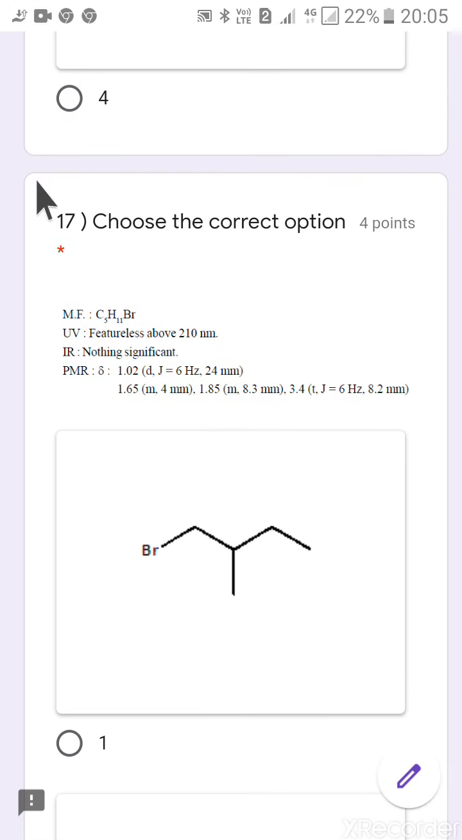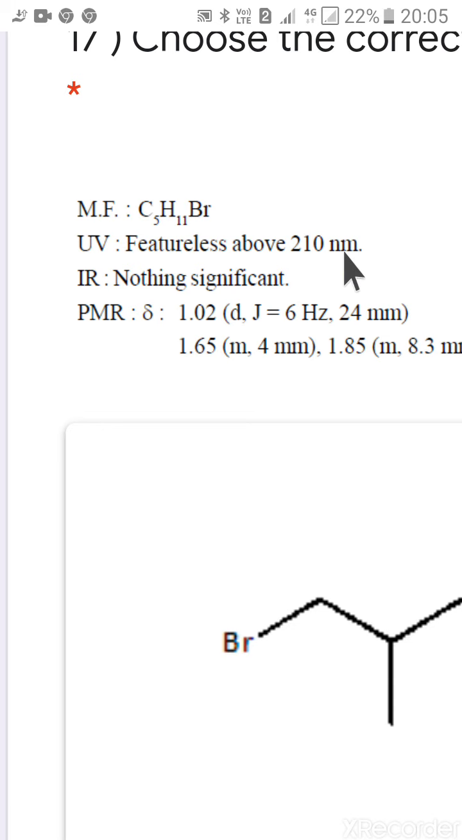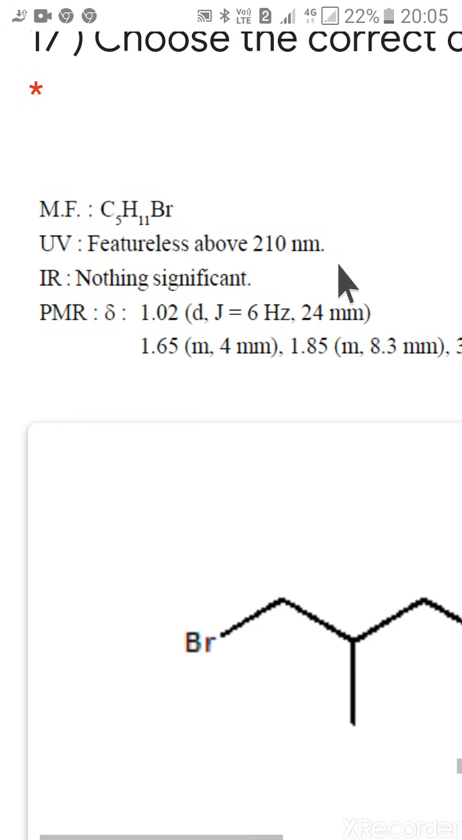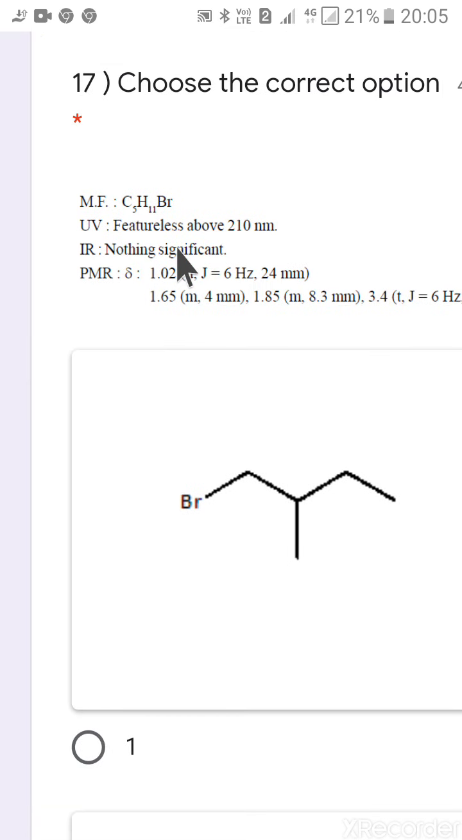And the last problem in this test was: choose the correct option for 4 marks. It's C5H11Br. Featureless above 210, that means there is no conjugation. IR shows nothing significant, that means there is no significant functional group.